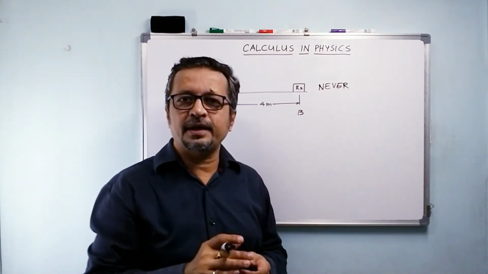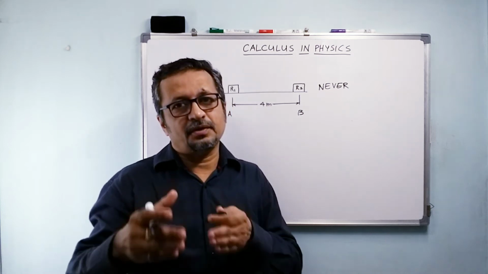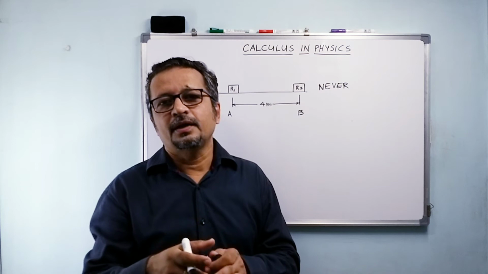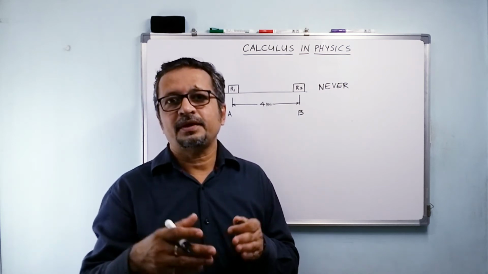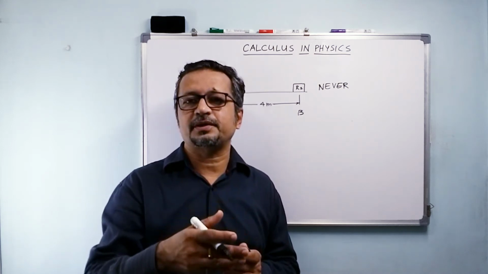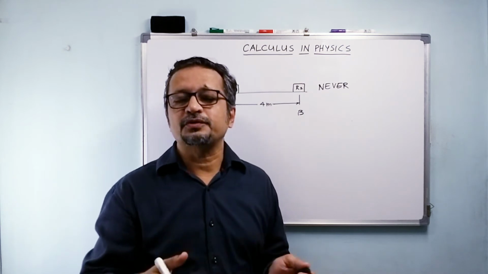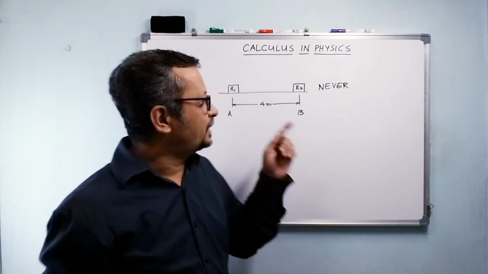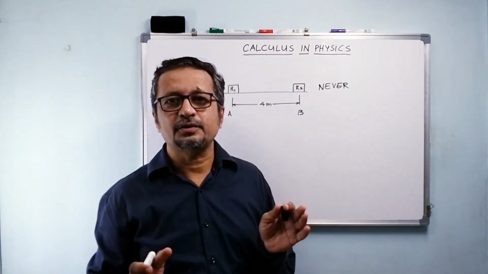Because every time, the distance remaining is halved. So whatever distance remains, half of that he jumps. Okay. Now the distance remaining may be 10 centimeters. But if it is 10 centimeters, he will jump 5 centimeters. Now remaining is 5 centimeters. He will jump 2.5. Now again the remaining is 1.25. It will jump half of that. So my rabbit R1 will never reach rabbit R2.